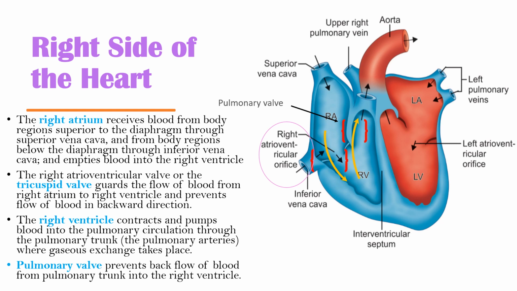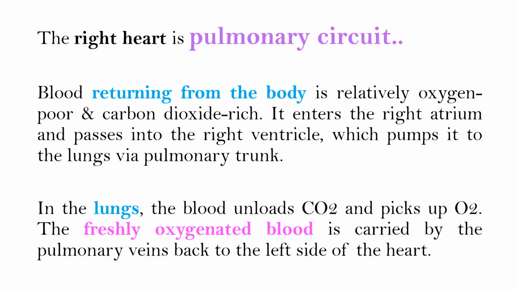The right ventricle contracts and pumps blood into the pulmonary circulation through the pulmonary trunk and the pulmonary arteries, where gaseous exchange takes place. The pulmonary valve prevents backflow of blood from the pulmonary trunk into the right ventricle. The right heart is also called the pulmonary circuit.